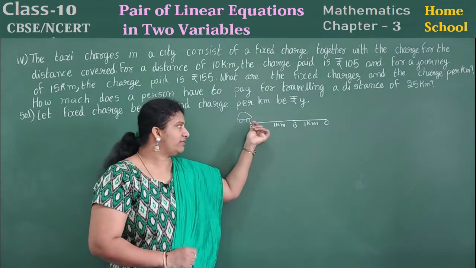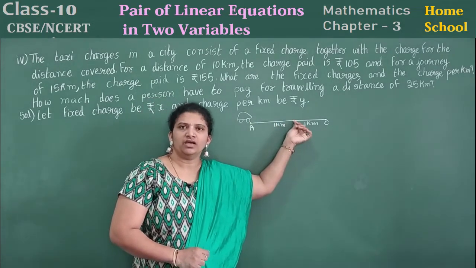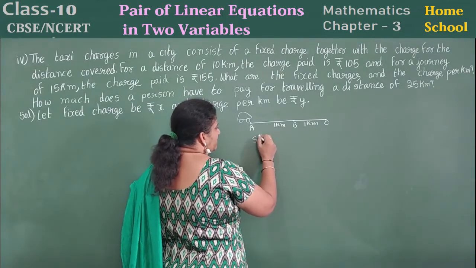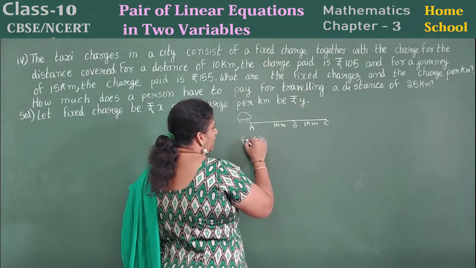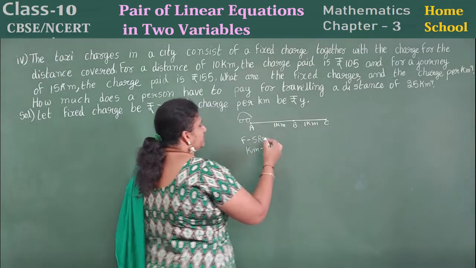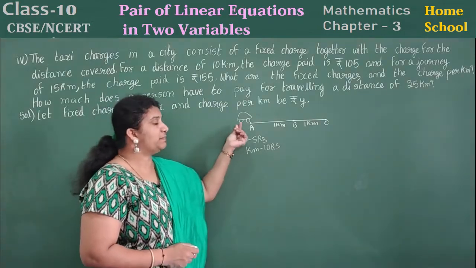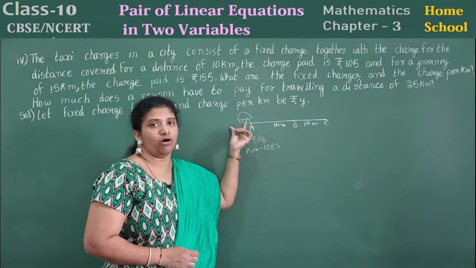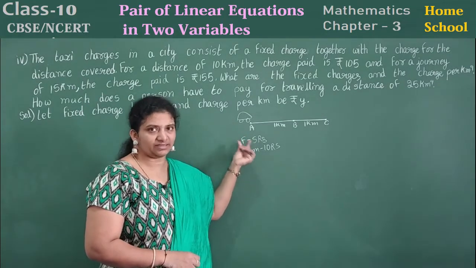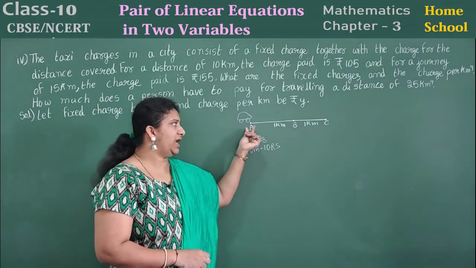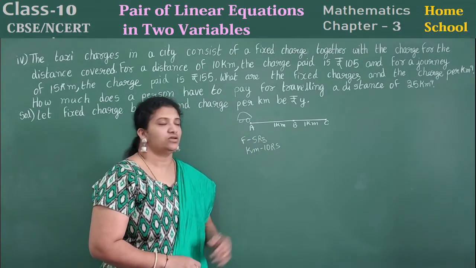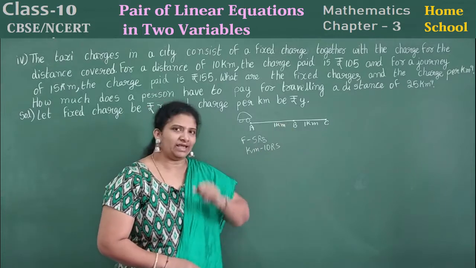Suppose you have taken a drop at 1 kilometer. Suppose the fixed charge is 5 rupees. 5 rupees is the fixed charge. Per kilometer, 10 rupees if I take. So if a person starts an auto or a taxi from A to B position, he has taken a drop at B position. So from here to here is 1 kilometer.